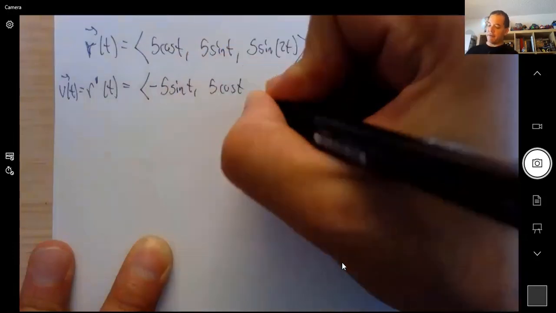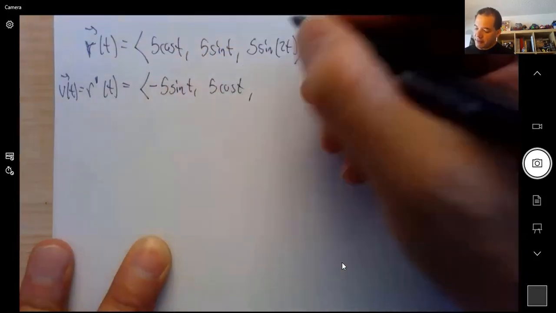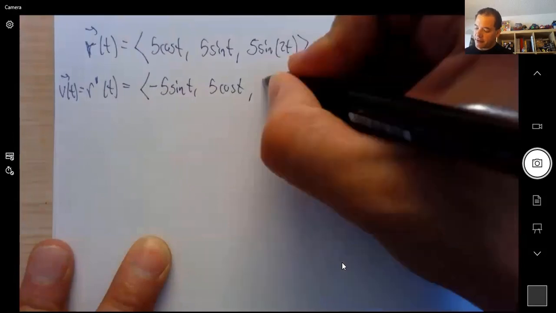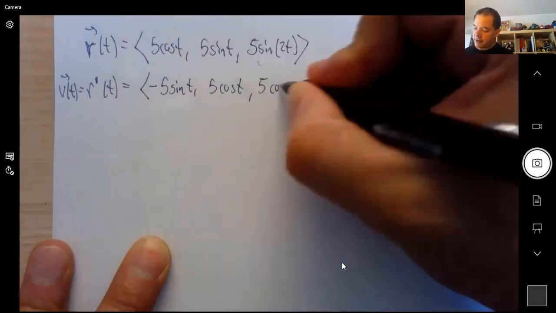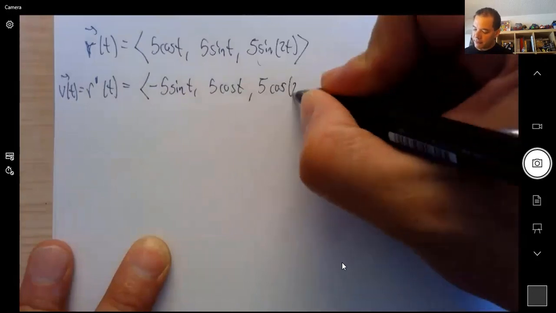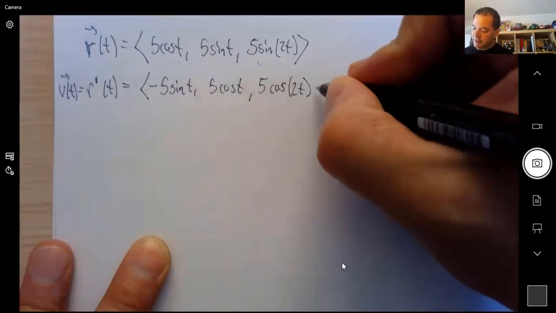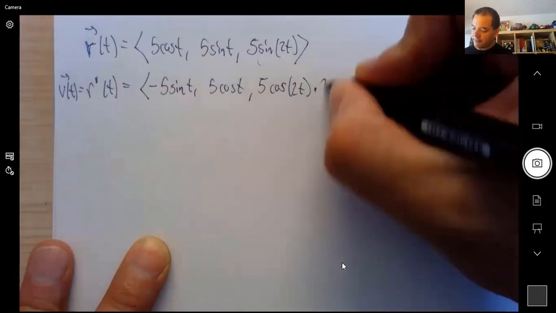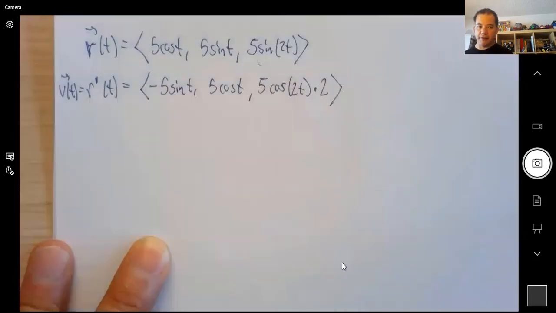And then the derivative of this, where the 5 is just a constant. The derivative of sine is cosine 2t, times the derivative of 2t, which is 2. That's it. Okay. Now let's check the dot product.